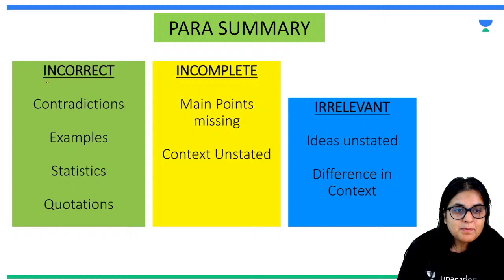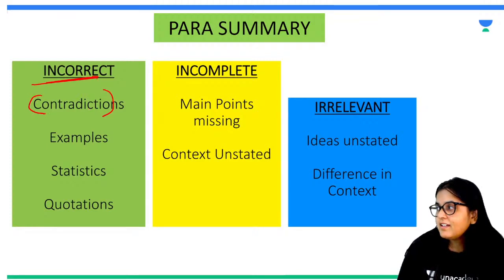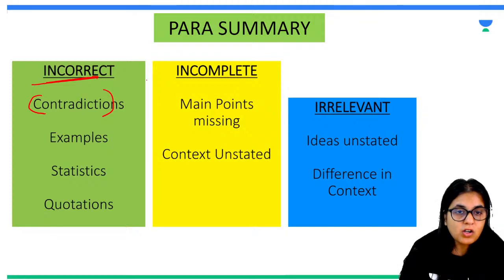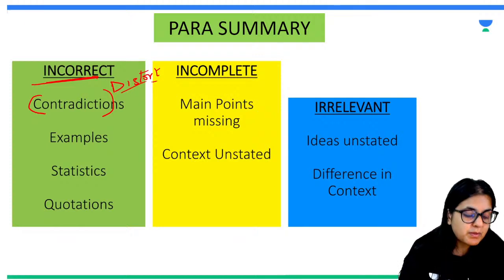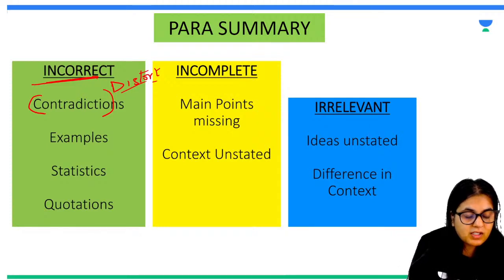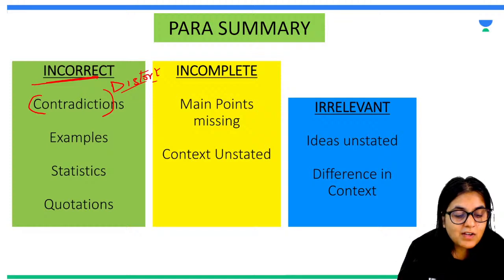Now, why is an option incorrect? Because it contradicts what's given in the para. Let's say the para does not talk about this, but the option says this. So either it contradicts the para, it changes the meaning of the para, or it distorts the para. For example, the passage says few people have attended the ceremony, but the option says many people or some people have attended the ceremony. So generally where there are modifiers or quantifiers, there the distortion happens.